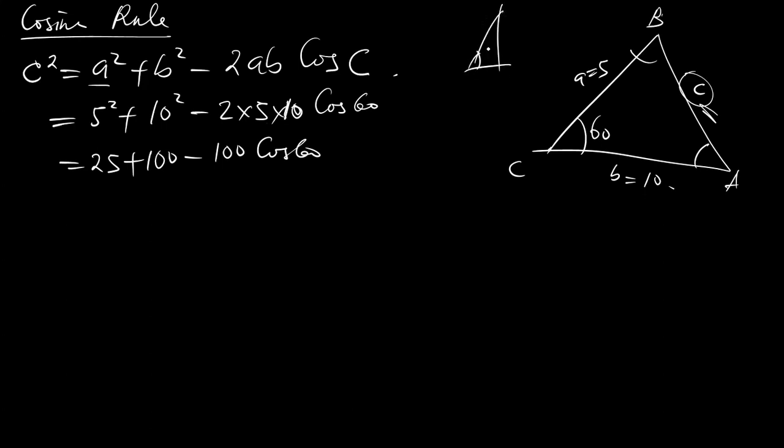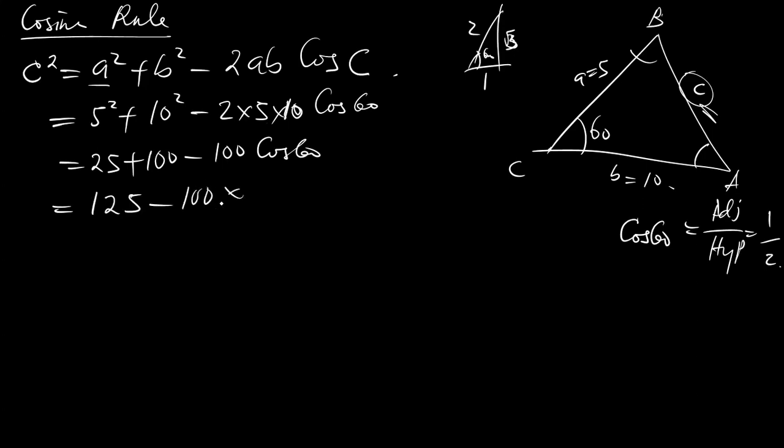Now, here is 60. We have proved that here is root 3, there is no need to repeat it again. Here is 1, here is 2. Now, cos 60, if you use SOH CAH TOA, cos of any angle is adjacent all over hypotenuse. The adjacent to that angle is 1, and for 60 it is 1 divided by 2. So that means it's half. So we have 125 minus 100 times half, so 125 minus 50 will give us 75. So c square is equal to 75.